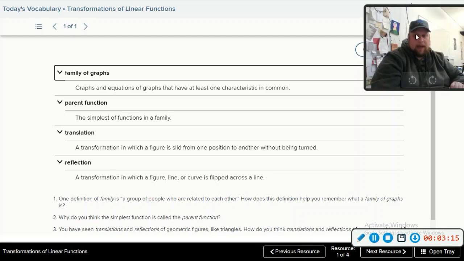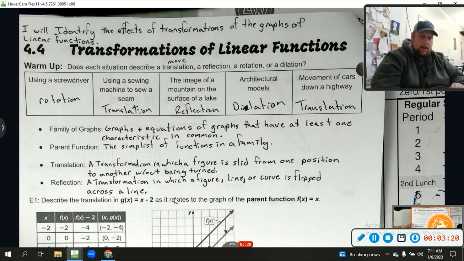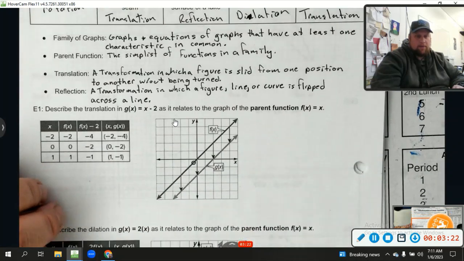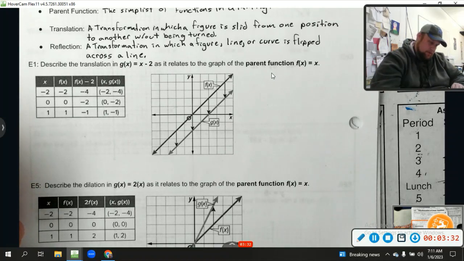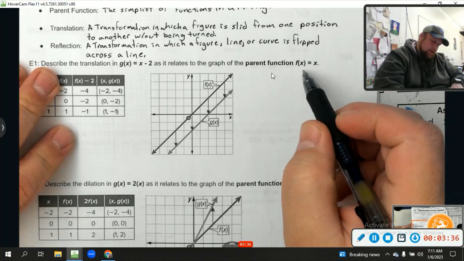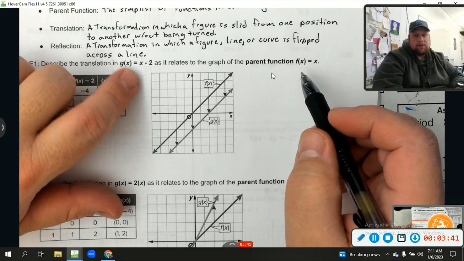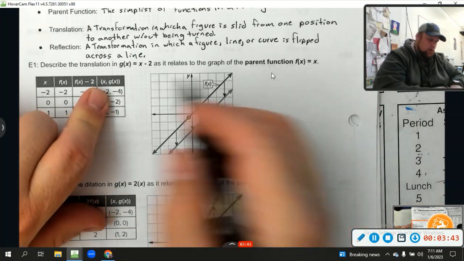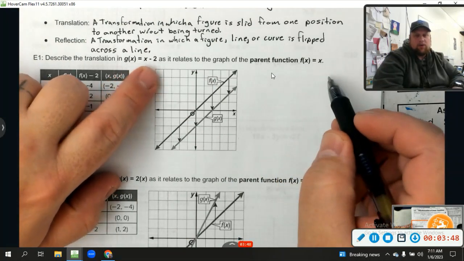I am moving back to the worksheet where you can see clearly I've filled it all out ahead of time. You could have seen that before. Describe the translation in g of x equals x minus 2 as it relates to the graph of the parent function, f of x equals x. Guys, don't get so worried about these f of x equals x and g of x equals x minus 2. Remember, these are just substitutions for y. That's why down here you see the coordinate. Instead of x, y, it's x, g of x, right?